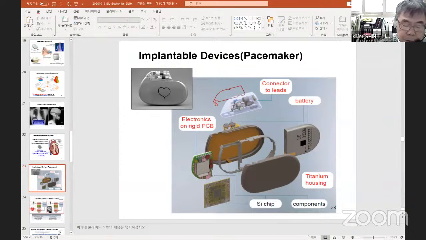Battery, PCB, and chips are sealed with titanium can housings. Low power consumption is essential in circuit design to guarantee a minimum of 10 years of operation with one battery. So most transistors in the chip are operated in the sub-threshold region.